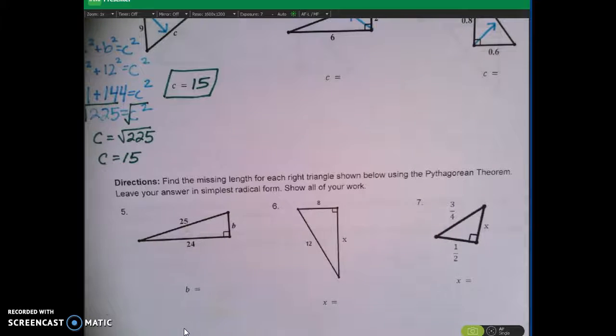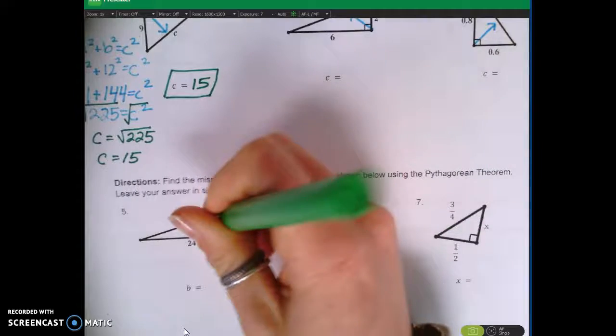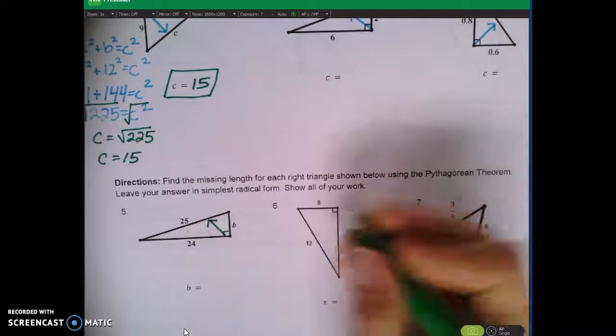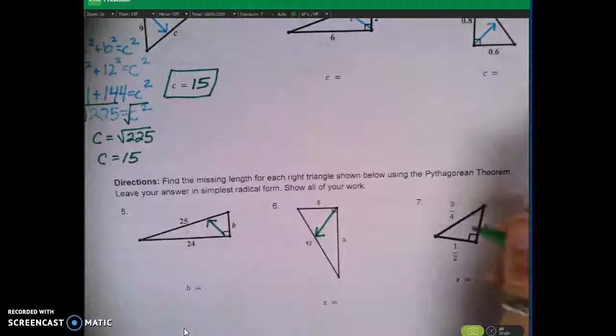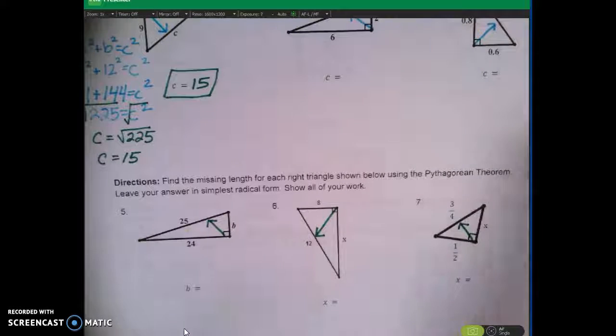So now it's going to be really important for us to identify the hypotenuse. How do we do that? Draw an arrow from your right angle. Good job. This way, we'll make sure to be solving this correctly. So taking a look at 5, 6, and 7, I am going to do 6 with you.